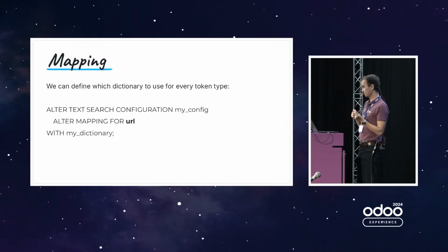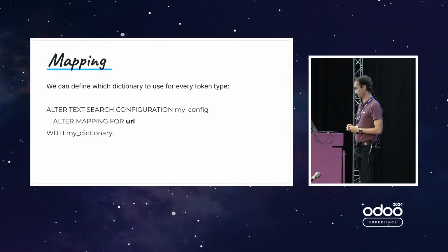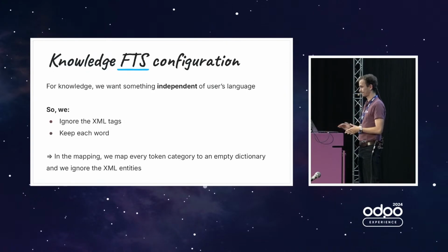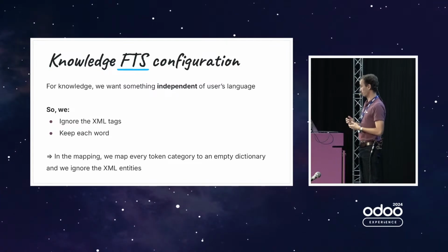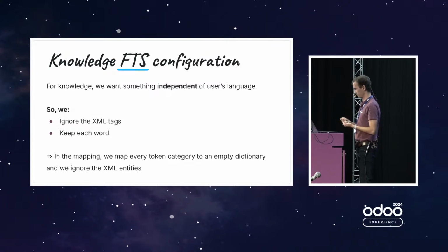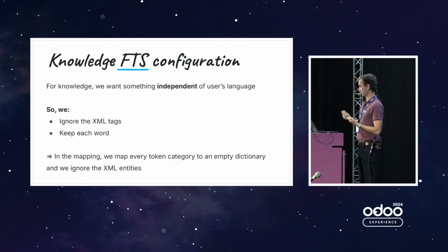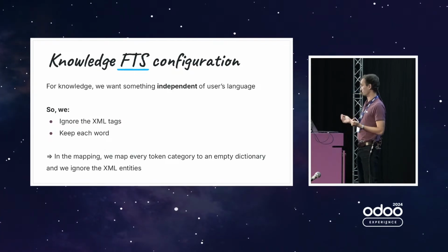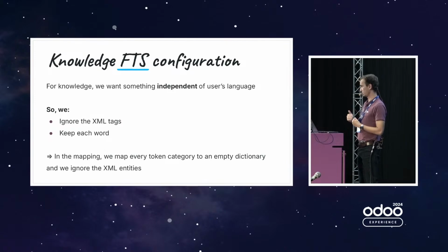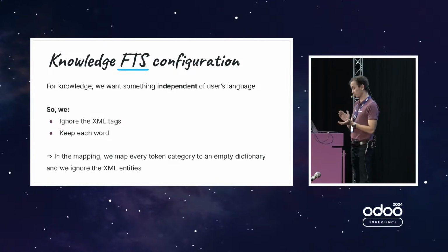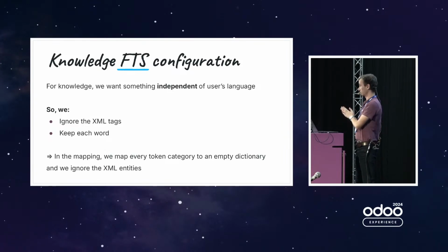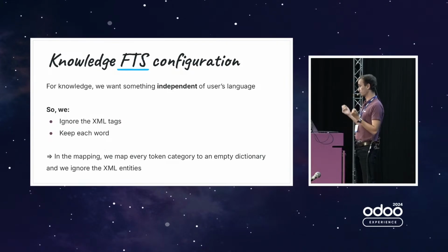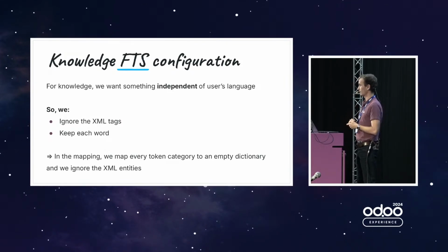Then you can do a mapping between the parser and the dictionary to apply different rules to specific categories of token. For Knowledge, we don't want something that is dependent on the user language. We want to make sure that it works on all languages. So we just ignore HTML tags to remove the noise, and we want to keep each word. Basically, in the mapping, we map every token category to an empty dictionary. This guarantees that the token will be preserved, and we just ignore the XML entities so that they will be discarded.